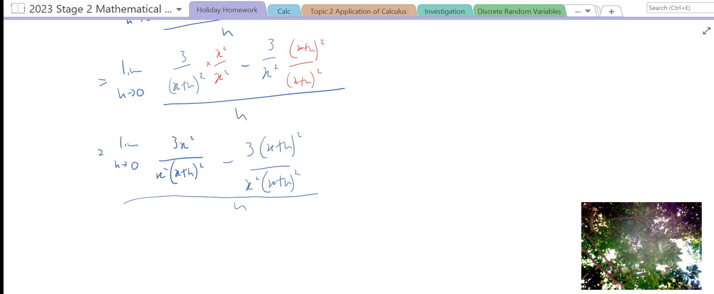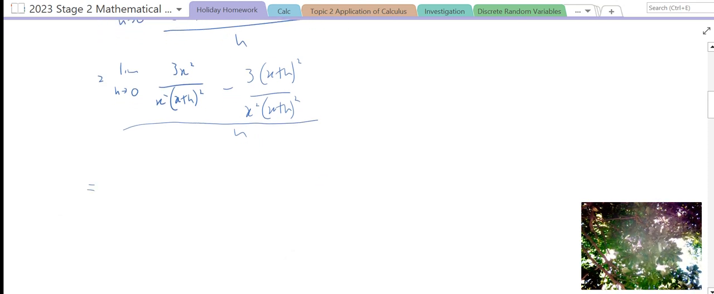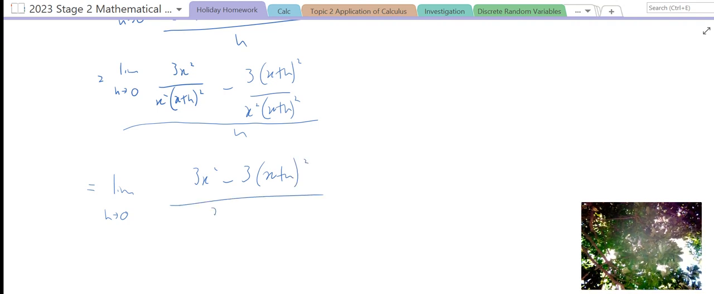Don't let the h approaching 0 drift onto the top of the fraction. It's meant to live just out the front. Alright, so now we have a common denominator, we can combine. Combining looks like this: lim h approaches 0 of 3x squared take 3x plus h squared over x squared, bracket x plus h squared, over h. So I've combined that top fraction there into this one here. Alright, nice. Now we've combined the fractions.